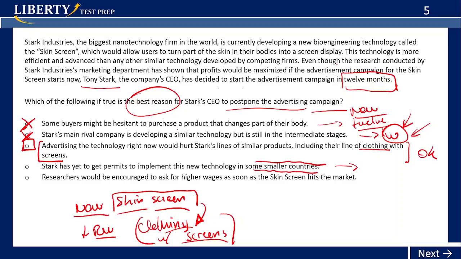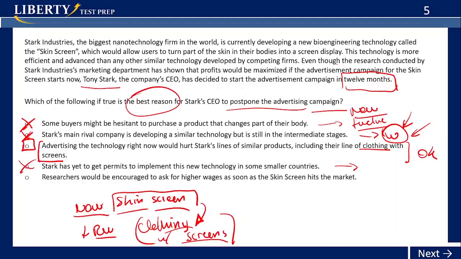So if instead of smaller, this one's the biggest, then that would be fine because they wouldn't be able to release the product right now, so they would need to wait. But as they are only saying here smaller countries, then that's not good enough. Okay, so that's not the answer.